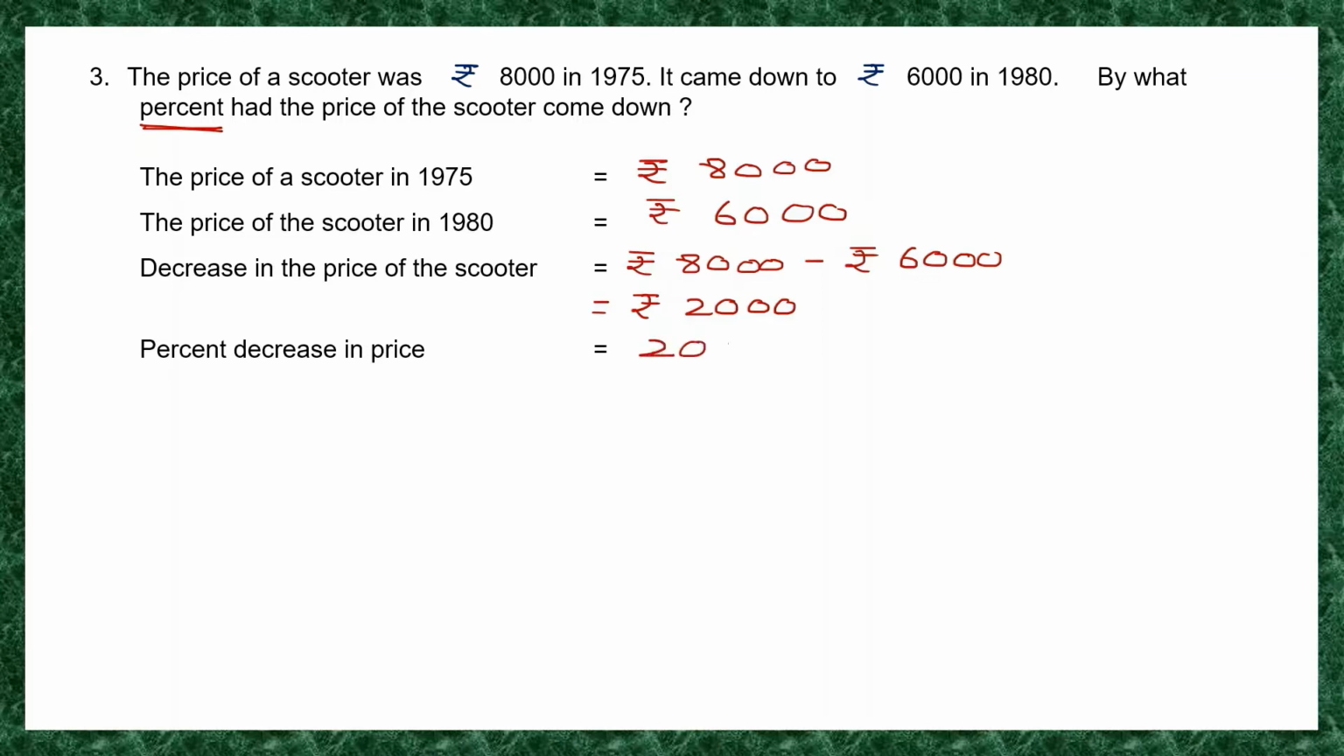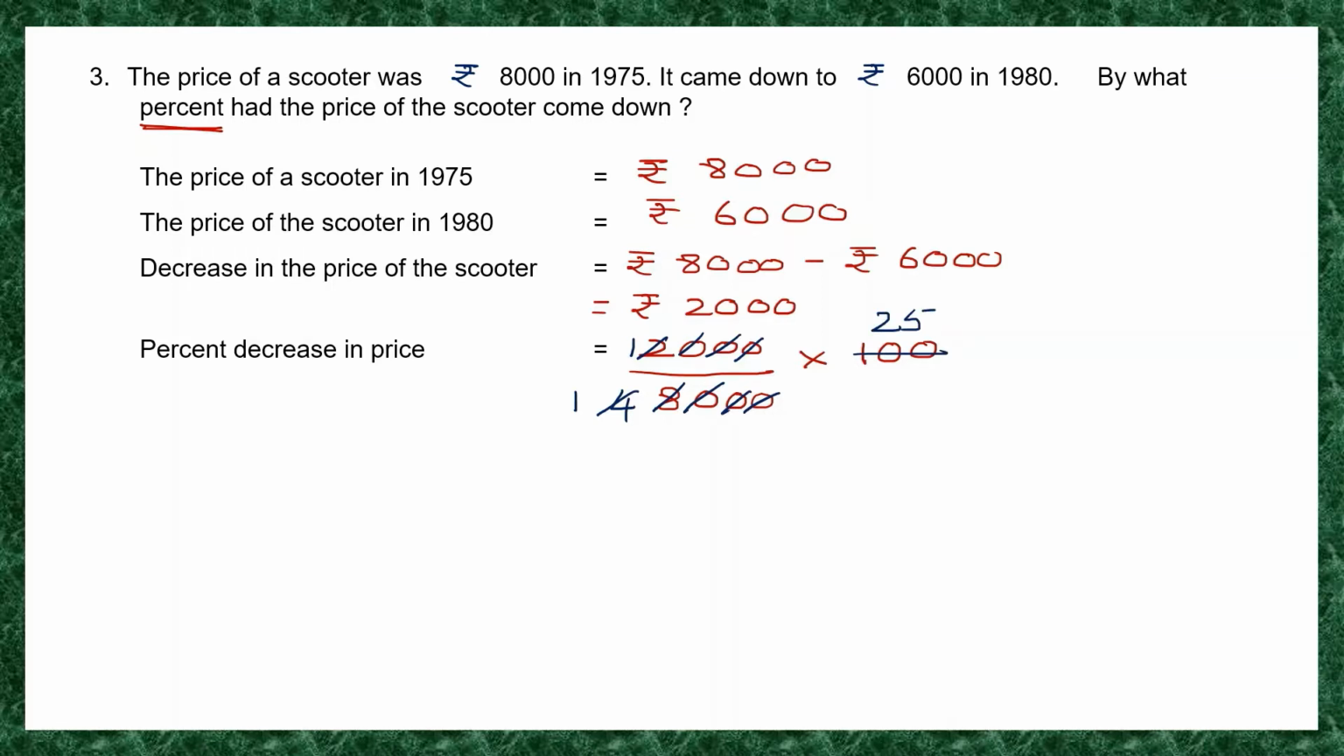So 2,000 divided by the initial price, that is 8,000, into 100. So whenever you convert to percent, you multiply by 100. So let me cancel the zeros. Okay, so 1, 2, 3, and I can cancel 1, 2, 3. Then I can cancel 2 and 8. 2 ones are 2, 2 fours are 8. I can cancel 4 and 100 by 4 itself. 4 ones are 4 and 4 into 25 is 100.